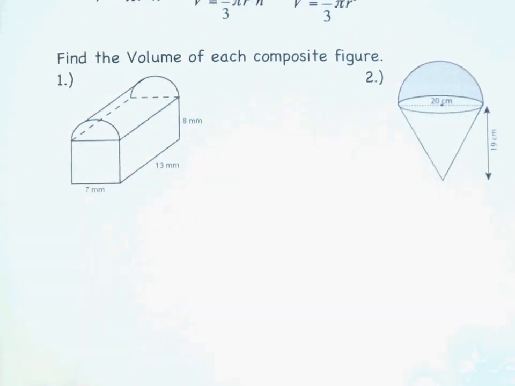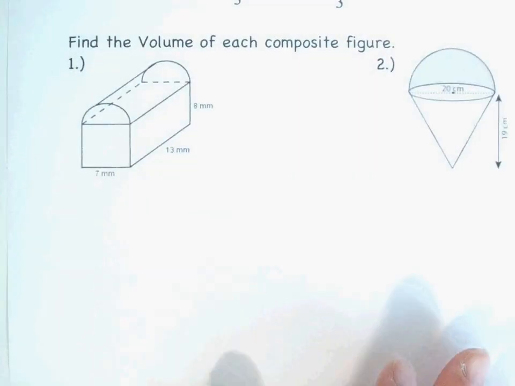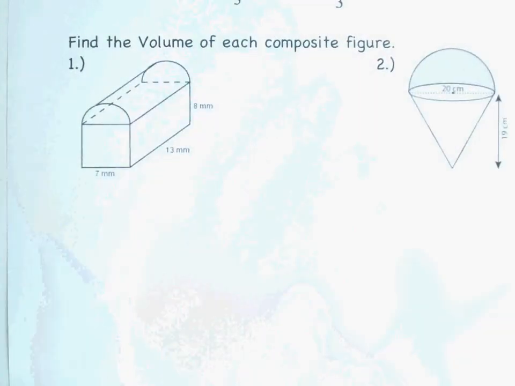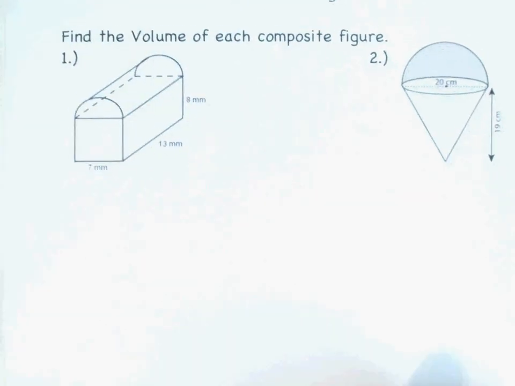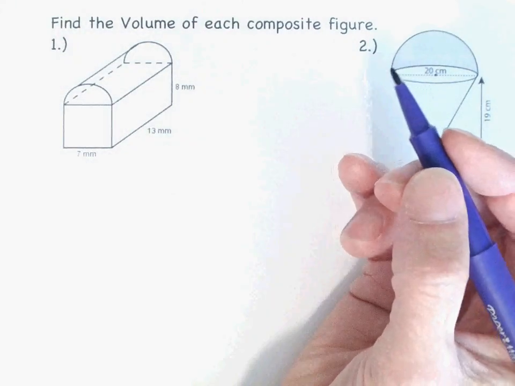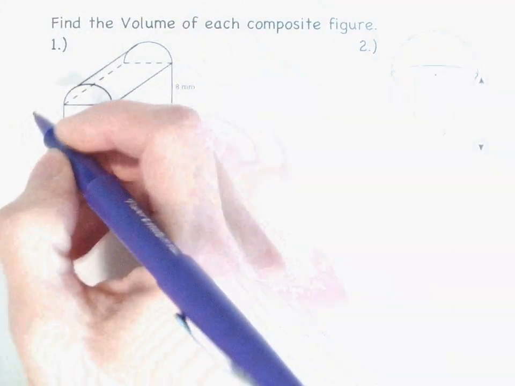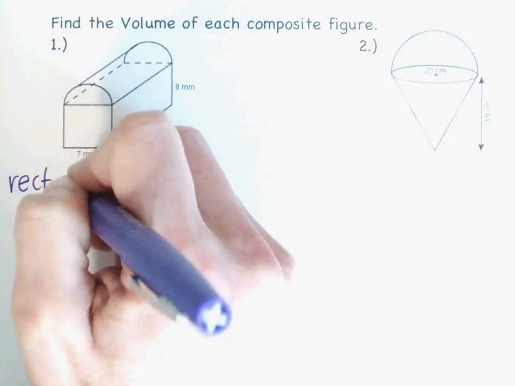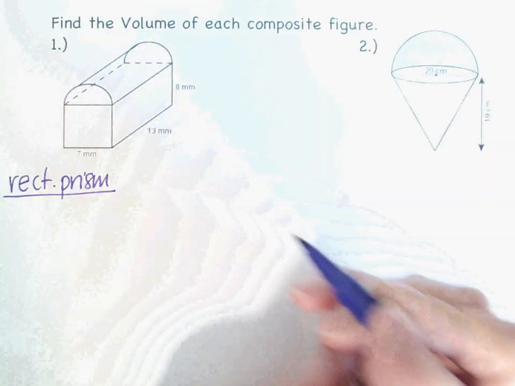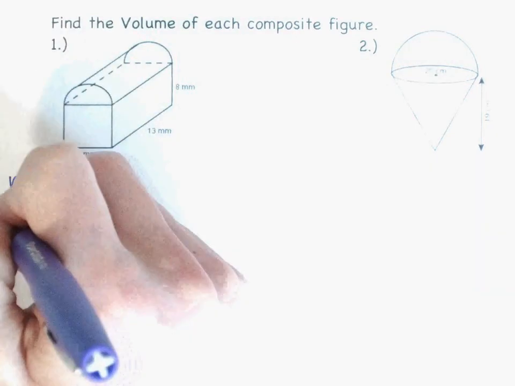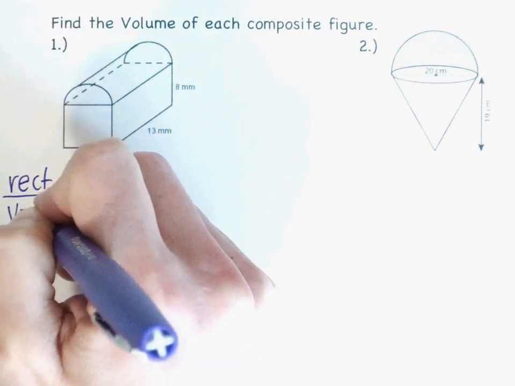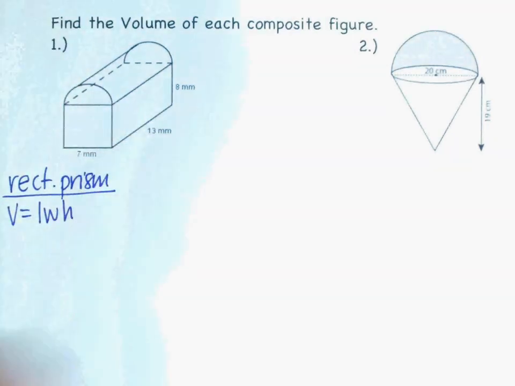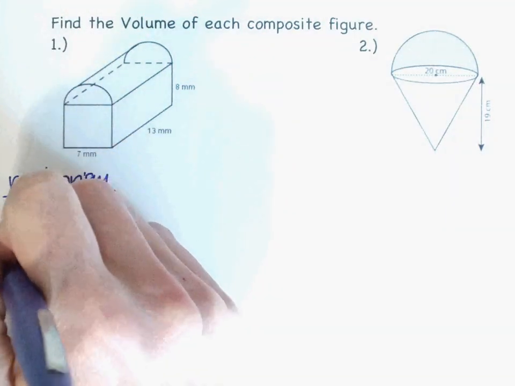We have a cylinder, half a cylinder, and a rectangular prism. I'm going to go ahead and start with the rectangular prism. That's a little bit easier for me. So we're going to write in rectangular prism. The formula for the rectangular prism, if you could see that at the top of your page, is length times width times height. And the next thing I'm going to do is make my substitutions.